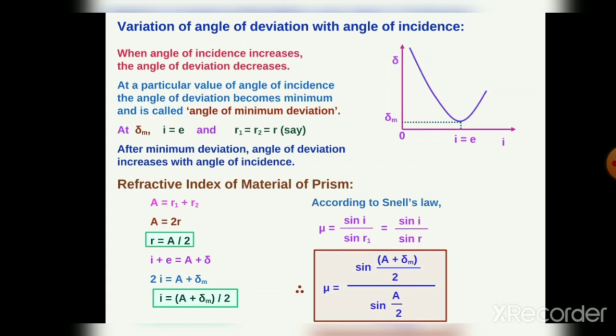We can calculate the refractive index of the material of a prism with respect to the medium in which it is kept by measuring A and delta using this equation.